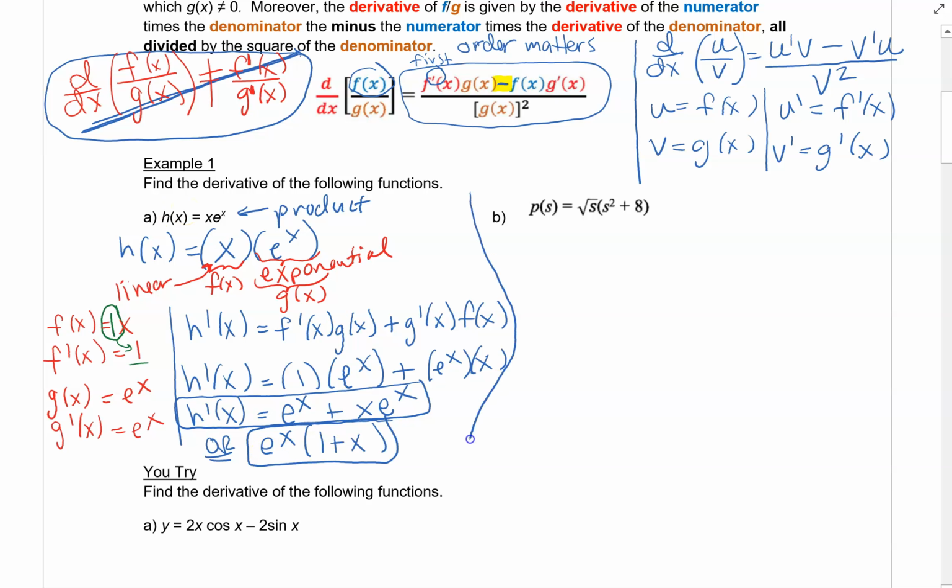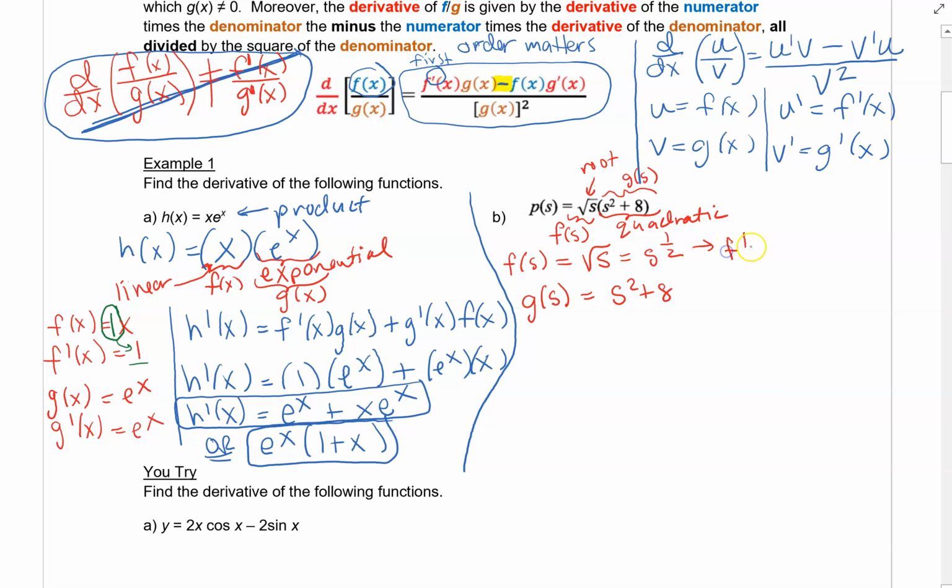Now over here in part B, it's a little more obvious that I have two functions, right? I have one that's a radical function or a root function, and then a second one that's like a polynomial, or more specifically a quadratic. So I could maybe call this first one f of s and this second one g of s. So f of s would just be the square root of s, which I'm going to rewrite as s to the 1/2 to make it a little easier to find the derivative. And then g of s is s squared plus 8.